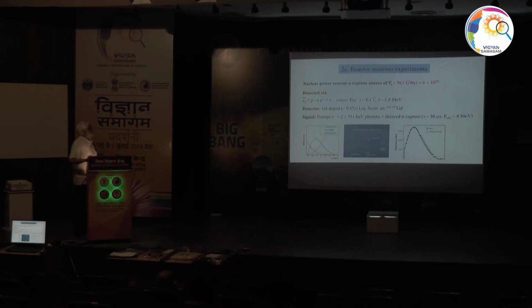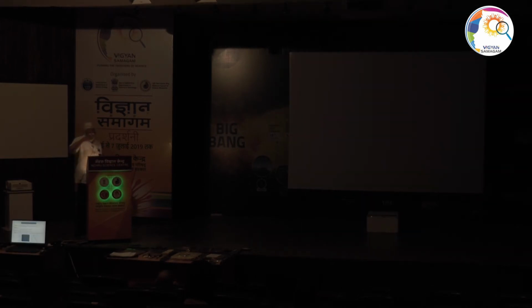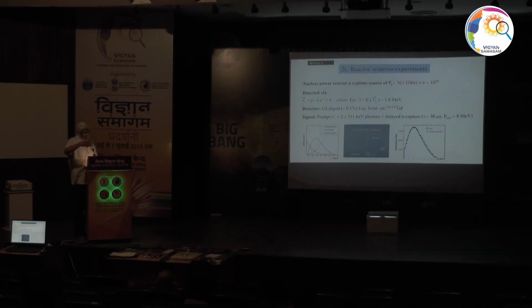That's what Reines did. Okay, but you can use it now for other kinds of experiments, and the way you detect it is antineutrino plus proton goes to positron and neutron. Then you detect the positron through the energy deposit of the positron.